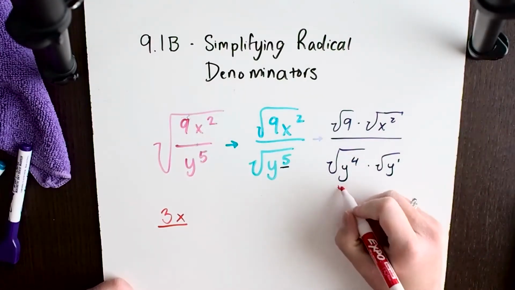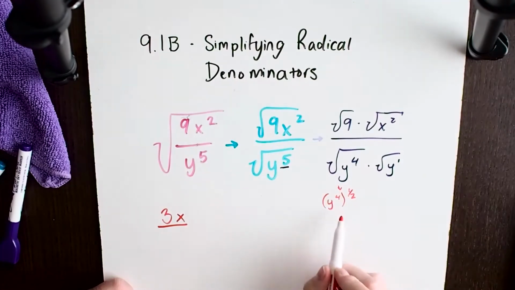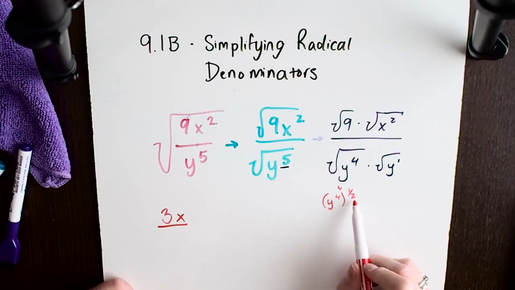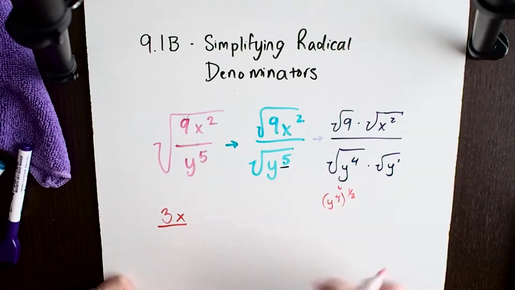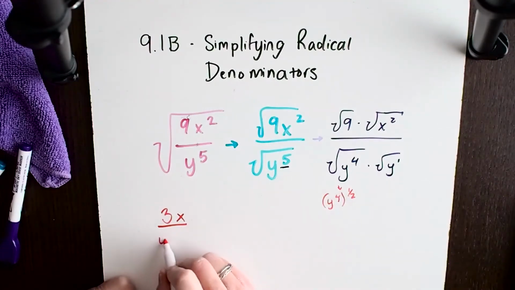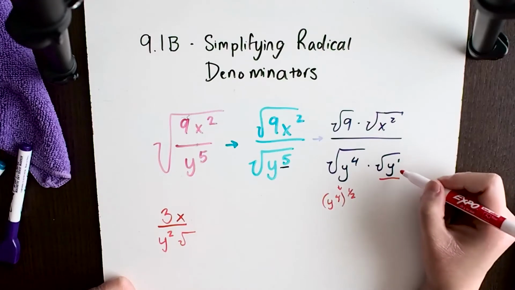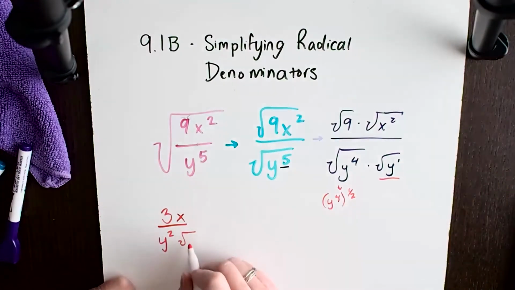Remember that this can be written as y to the fourth to the 1/2. So when we simplify that, we take 4, multiply it by 1/2. So when we simplify that, we get y to the 2 on the outside of the radical, and this is left over: square root of y to the 1, which is just the square root of y. We cannot simplify that any further.